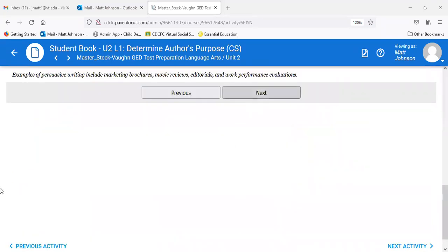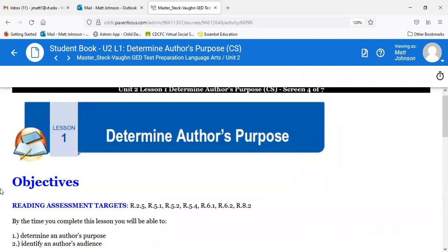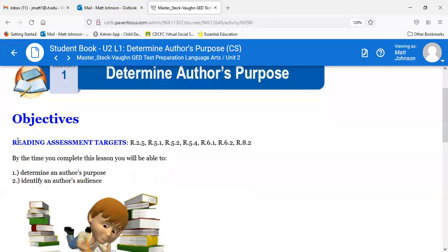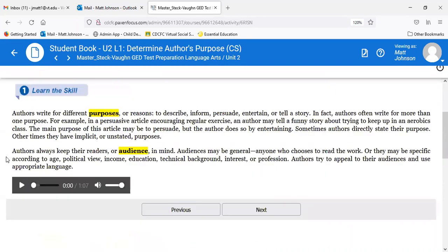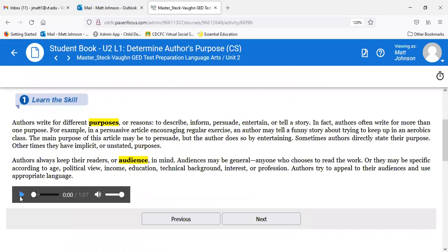So let's move on. And then for today, what we're going to look at first in Unit 2 is determine author's purpose. So what do we do for that? We're going to, by the end, complete this lesson. We will determine an author's purpose and then identify an author's audience. Those things go hand in hand very often. So let's take a look at our audio.